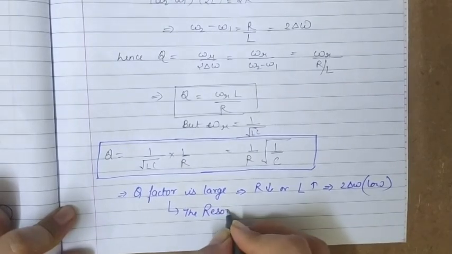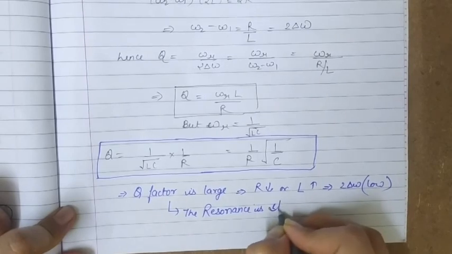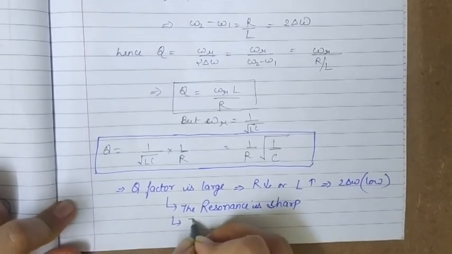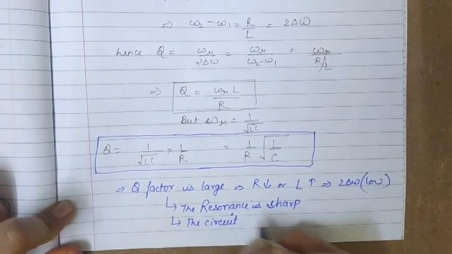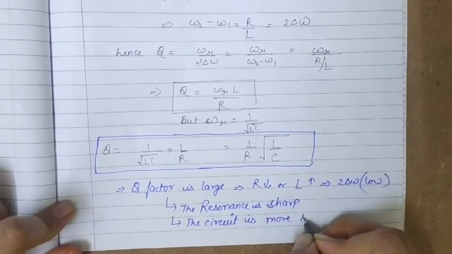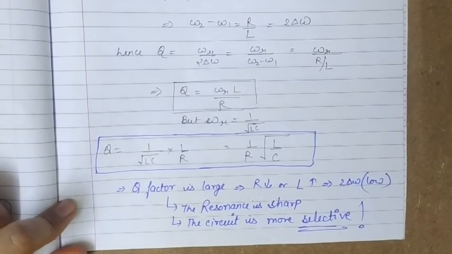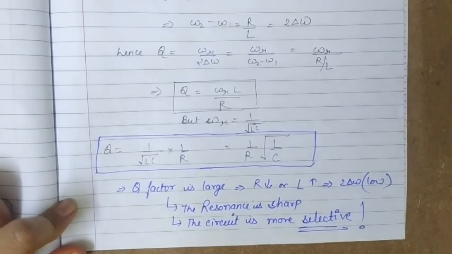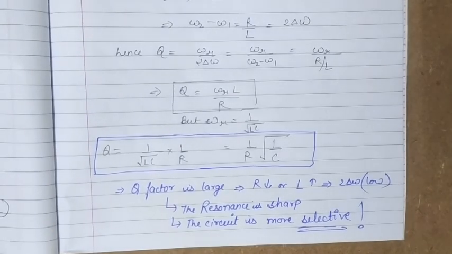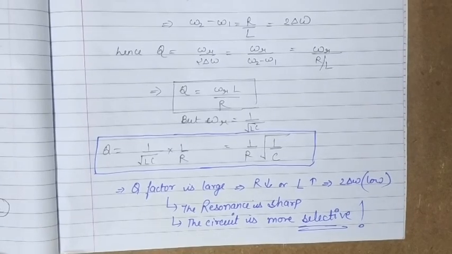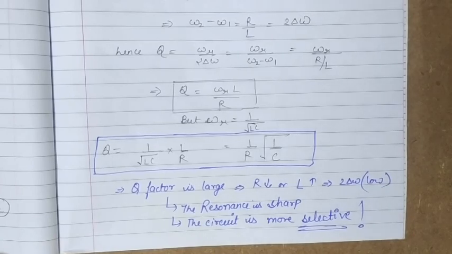Q factor is large implies that resonance is sharp, and sharp resonance actually means the circuit that we are using is more selective. This is the meaning of sharp resonance. If a circuit has resonance that is sharp, then it means that that series circuit is more selective. It picks its natural frequency in a more selective manner. Okay, so this is the Q factor, and Q factor tells us whether the resonance of the circuit is sharp or not, or how sharp it is. This value is given by the Q factor.